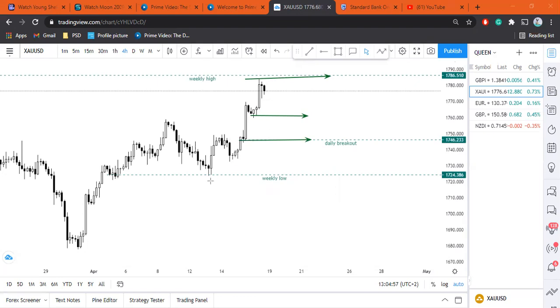So for price to change direction and start being a bearish trend, it has to break two supports. If price needed to change a bearish trend into a bullish trend, it will have to break two resistances. For it to change a bullish trend into a bearish trend, it has to break two supports.